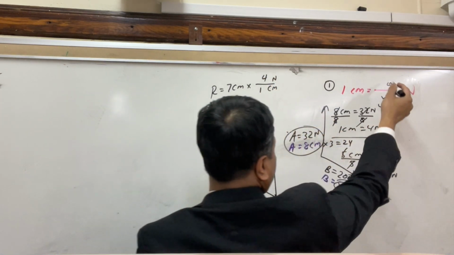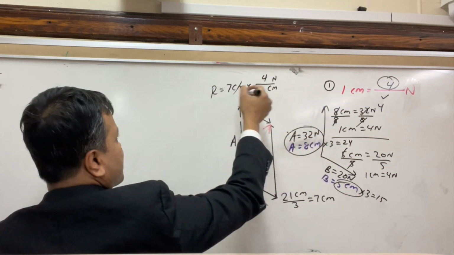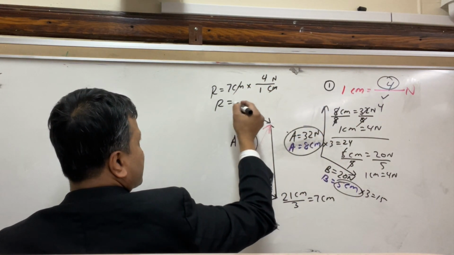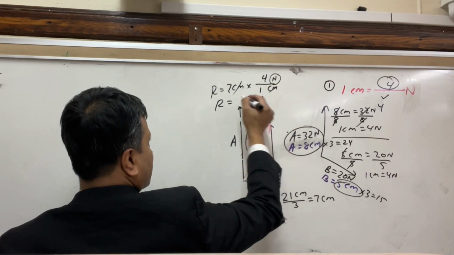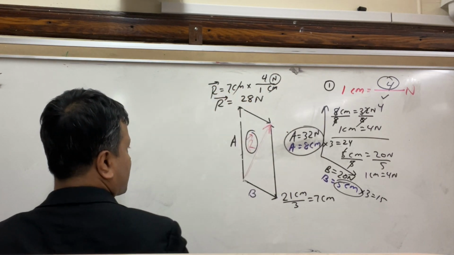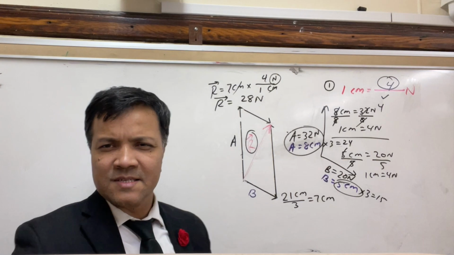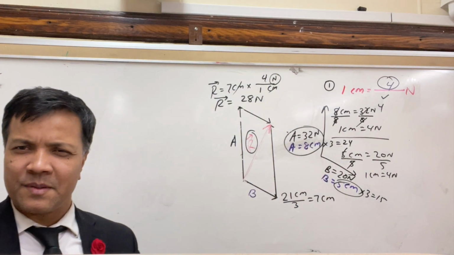How do I know? From here, centimeter cancels. So the resultant is 7 times 4, 28, and there is a Newton as a unit. Put the arrow on top. So this is how you're going to do problem number 1.